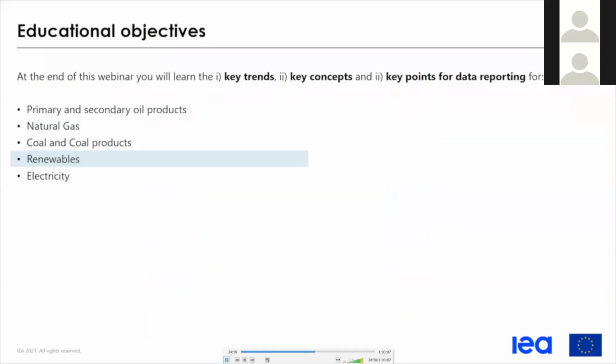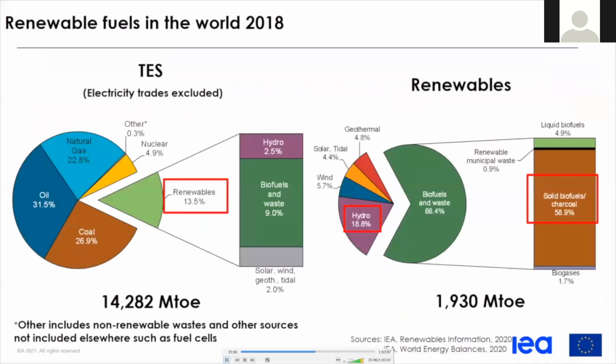So now we will talk about renewables in our energy statistics. When we talk about renewables, for example, here in the total energy supply, we can see that it represents globally a little bit less than 40% of the total energy supply in the world. When we say renewables, this includes hydroelectricity and solar, wind, geothermal energy, and also biofuel and waste, which represent a large part of those renewables present within the total energy supply.